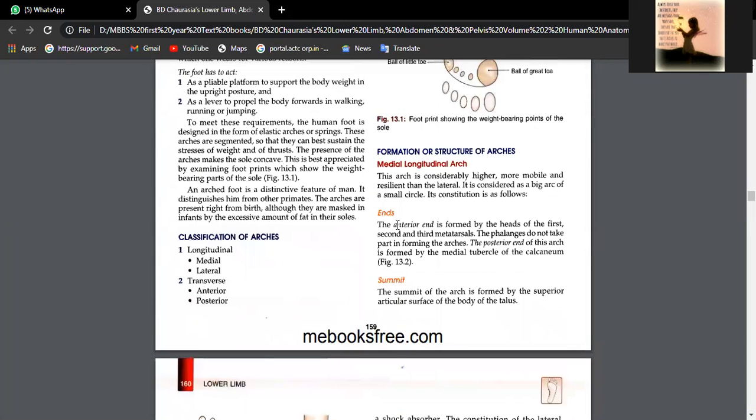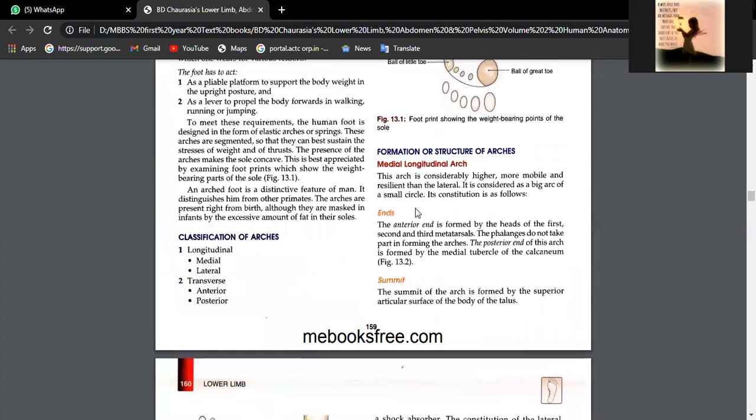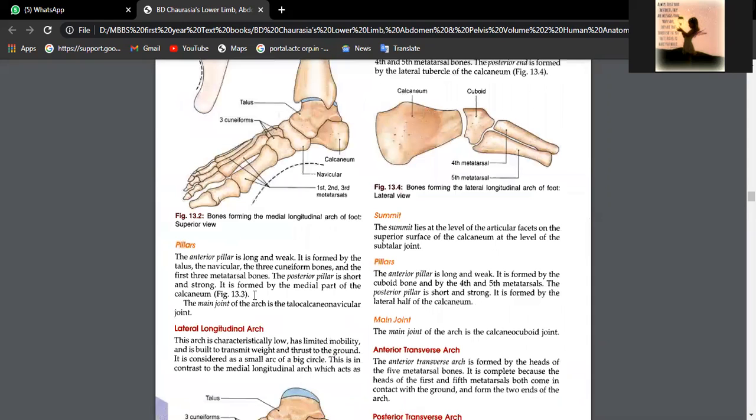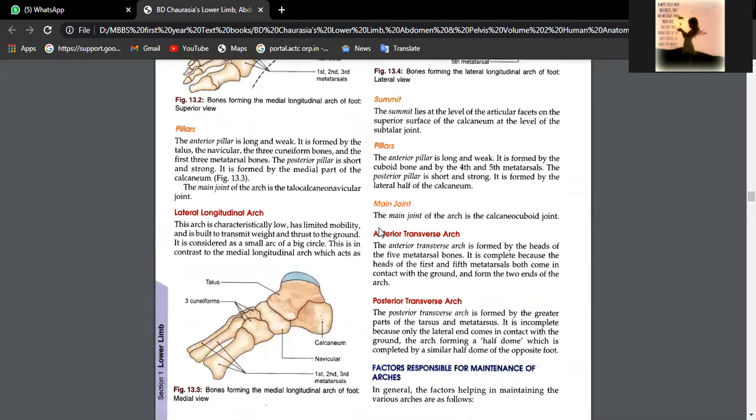Now let us see. This arch is considerably higher, as we have seen in the picture also. It is higher when you compare it with the lateral longitudinal arch, and it is more resilient than the lateral. That means it's more supportive and strong. So it is a big arch of a small circle. It has an anterior end, which is formed by the heads of the first, second, and third metatarsals. See, these are the heads of the first, second, and third metatarsals. This is the anterior end.